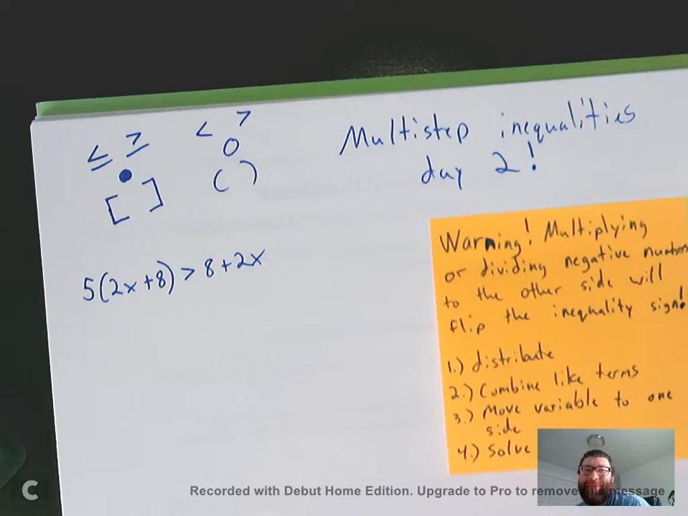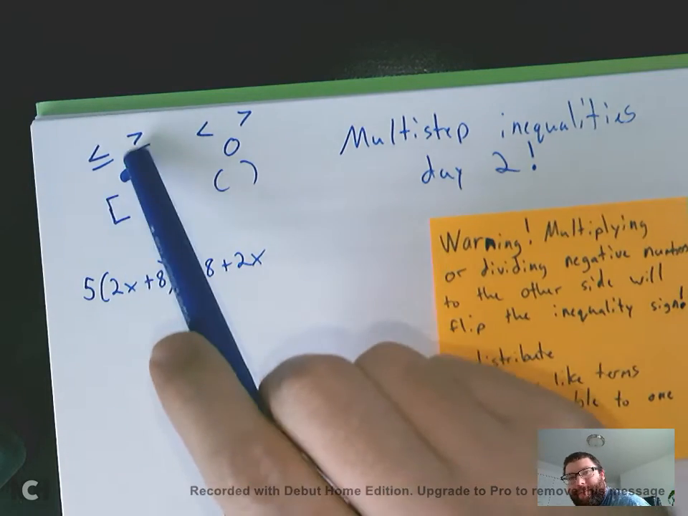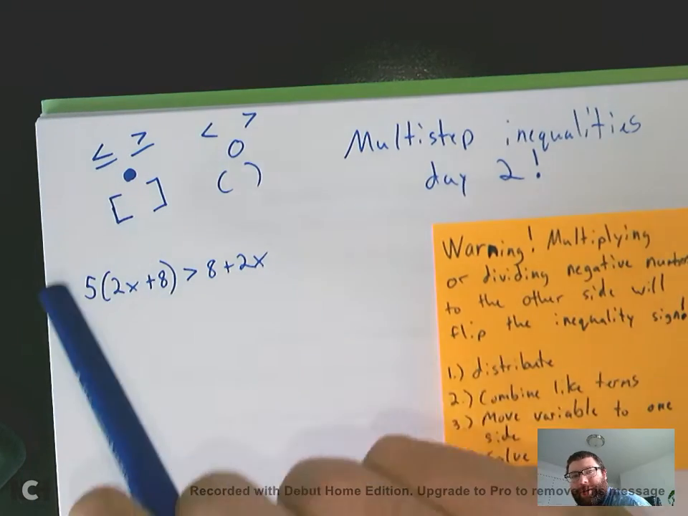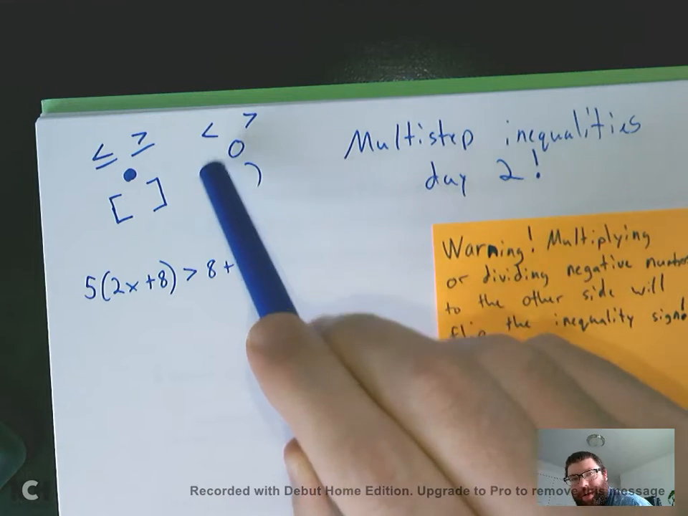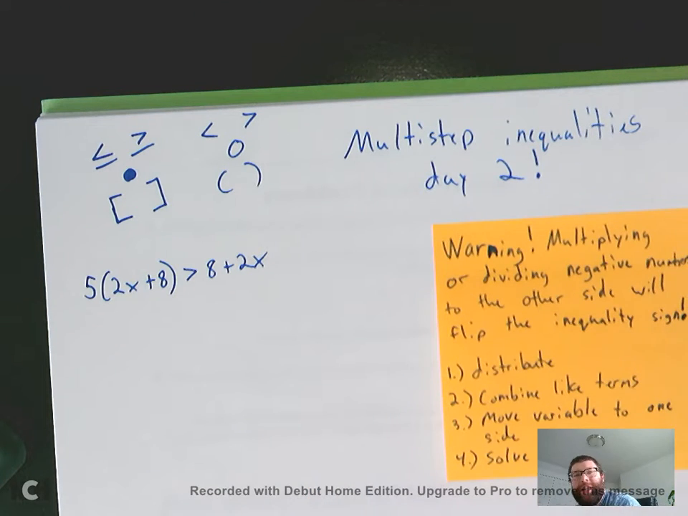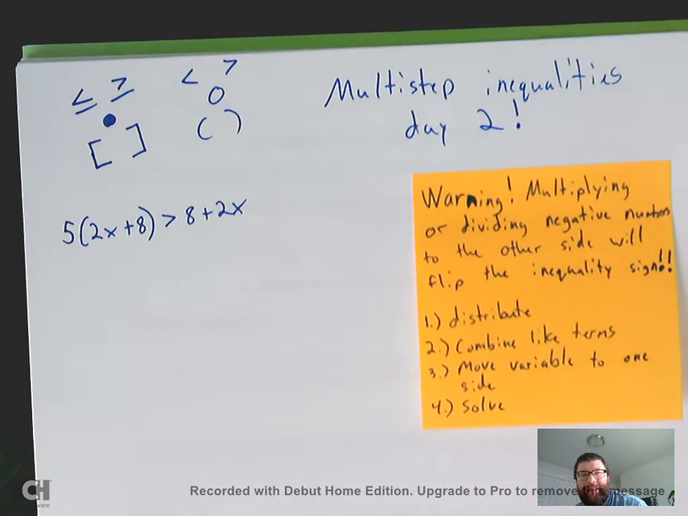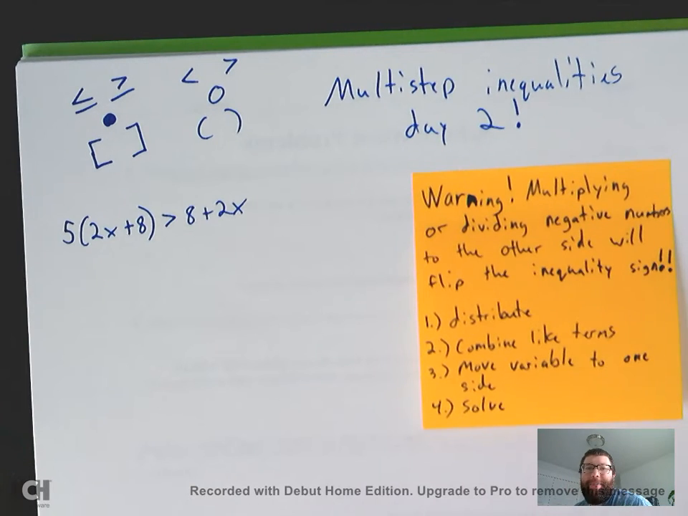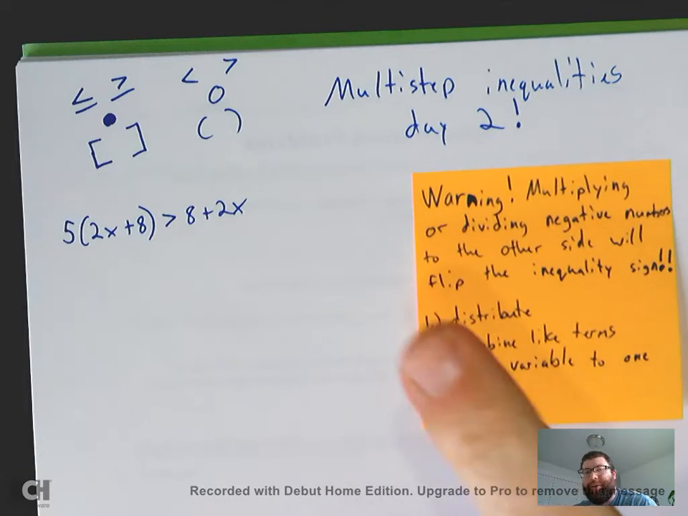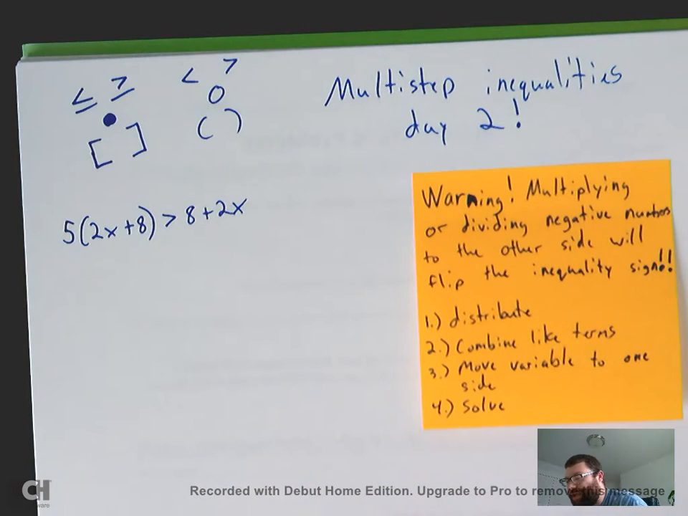Okay. Again, just kind of review the quick things. Equal to inequalities have the closed circle with the brackets in the interval notation. Regular inequalities have the open circle with the parentheses in the interval notation. Infinity always has a parenthesis. Remember, guys, the big thing with inequalities is you get that warning. Anytime you're multiplying or dividing by a negative on both sides, it will flip the inequality sign. So instead of greater than, it'll become less than, or vice versa.